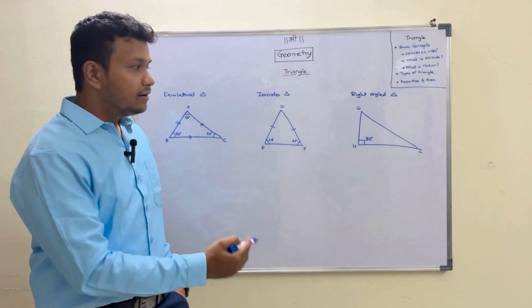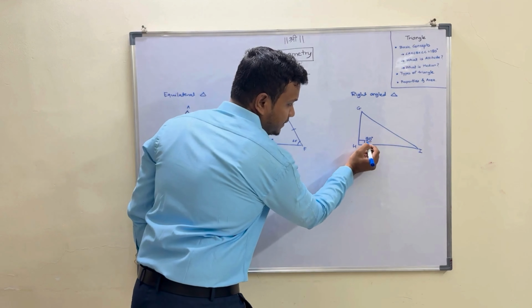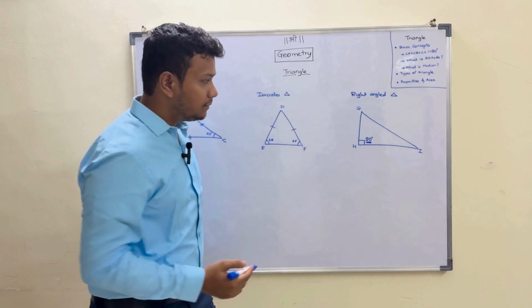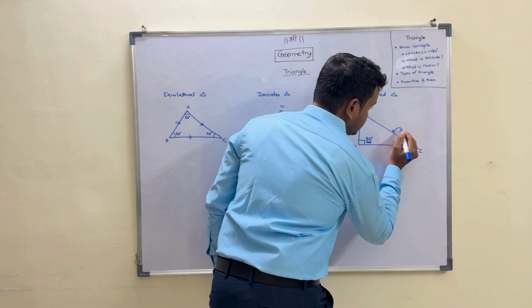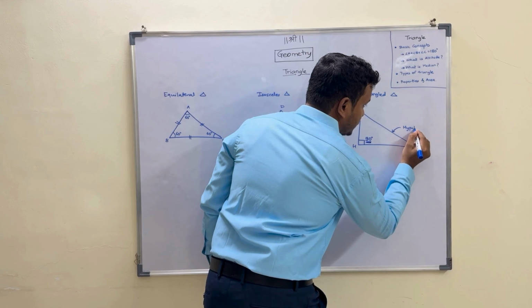And for a right angle triangle, we have this 90 degrees angle. The side which is opposite to the 90 degrees angle, we call that the hypotenuse. So in this case, the side GI is the hypotenuse.